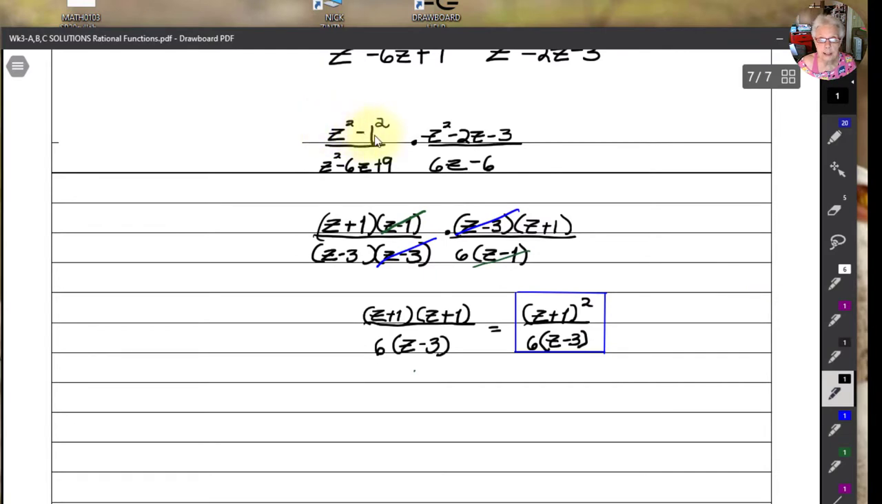Now I factor z squared minus 1 by the difference of two squares. I factor z squared minus 6z plus 9 into z minus 3 times z minus 3. I factor z squared minus 2z minus 3 into z minus 3 times z plus 1, and I factor 6z minus 6 into 6 times z minus 1, and I cancel.